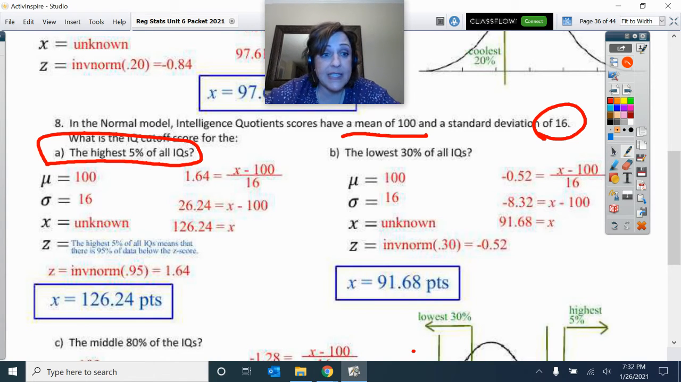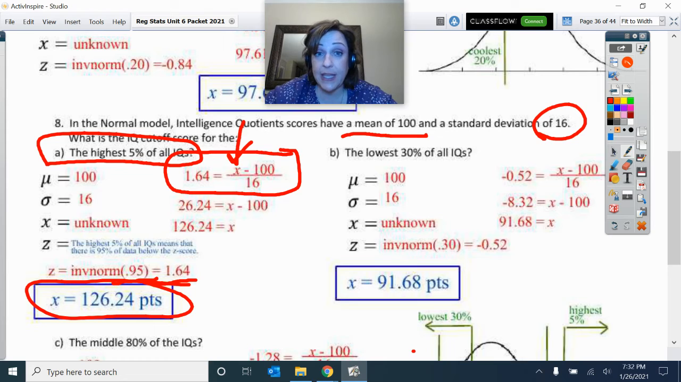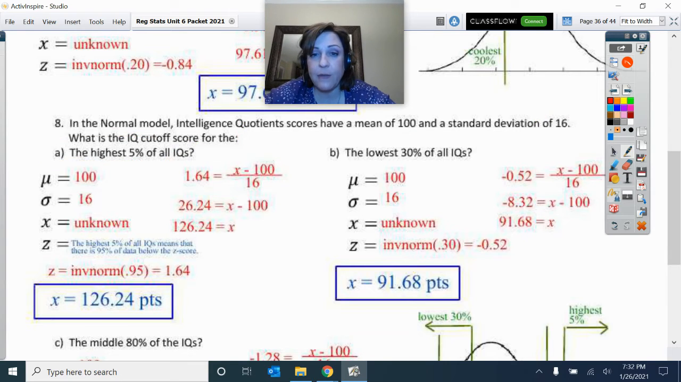Well, we have to then say, well, that's 95% below you. So you have a z-score of 1.64. So that's then what I put into this z-score formula, and I solve for x. So there is my then 126. So this is what your IQ has to be in the top 5% of people, okay, as far as IQ.